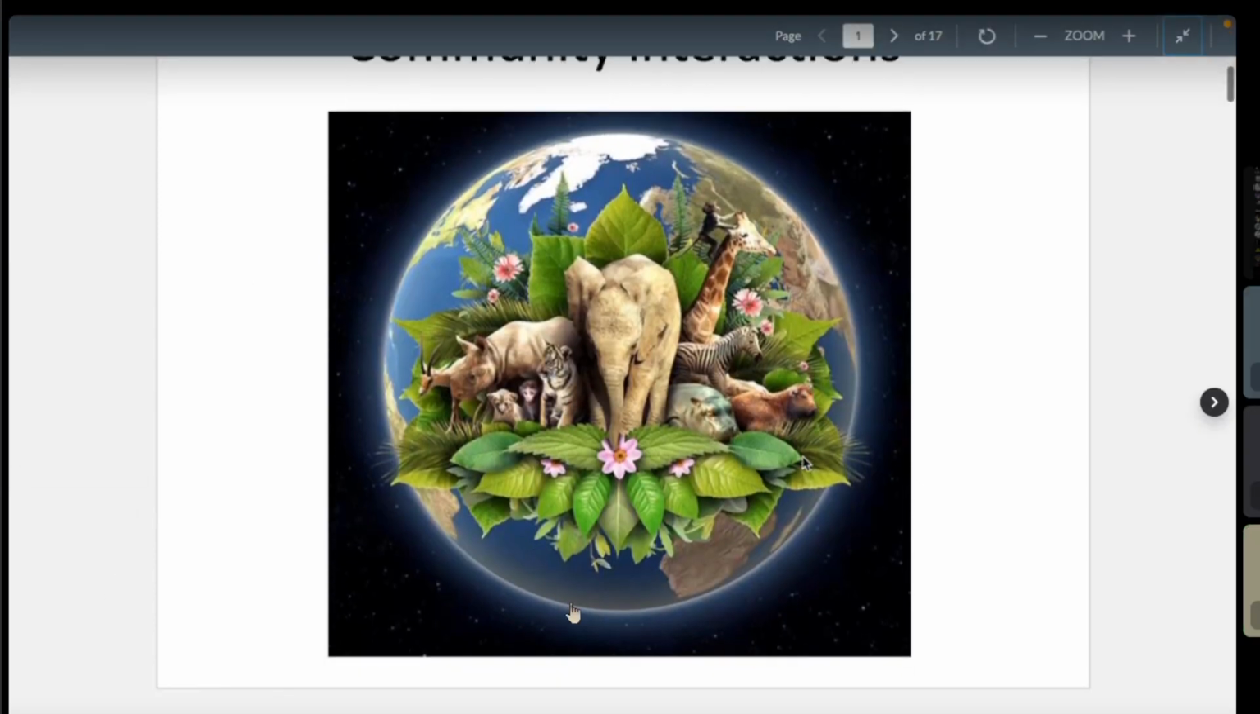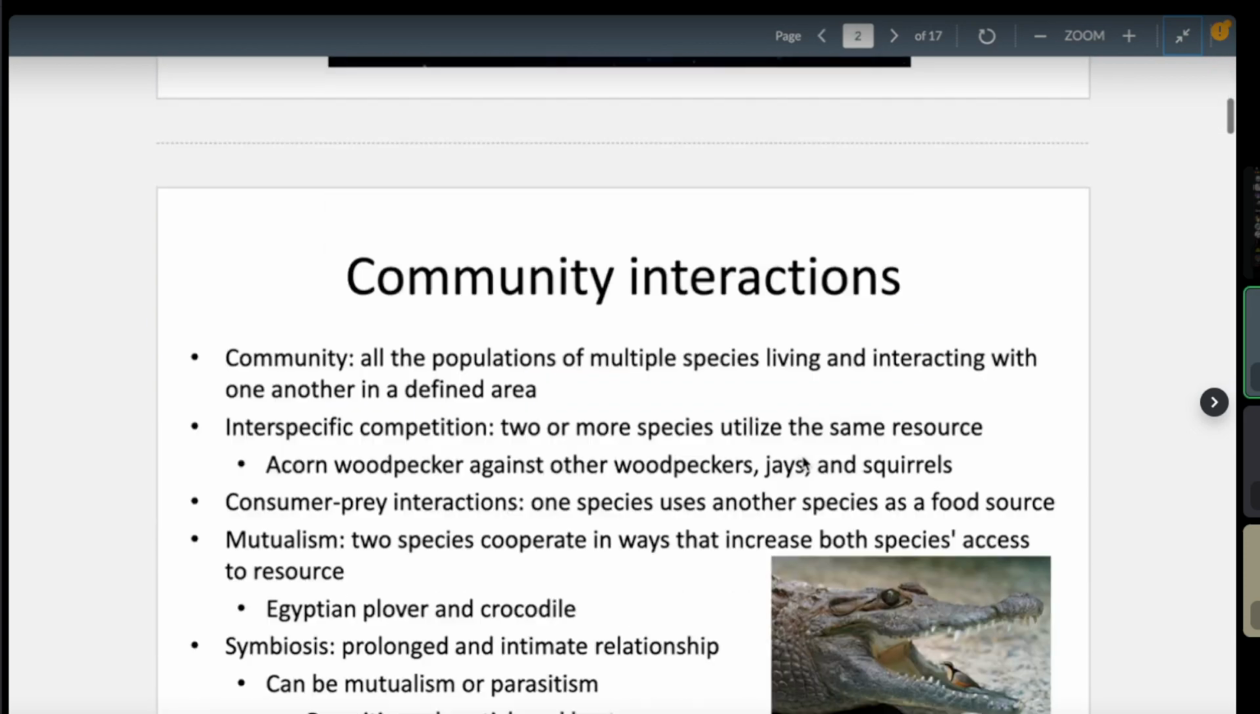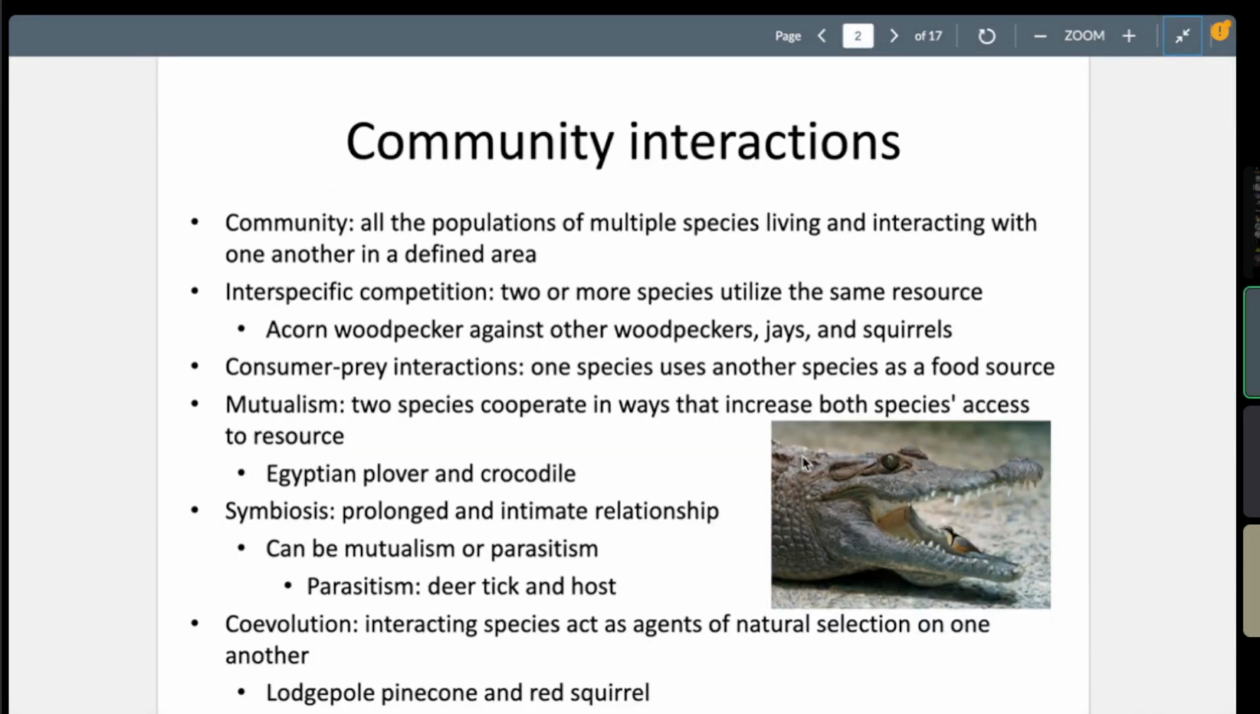Okay. So we have community interactions. What are community interactions? Community defines all the populations of multiple species living and interacting with one another. Interspecific competition is between two or more species that use the same resources. So you have an acorn woodpecker against other woodpeckers, jays, and squirrels, and you can see these in multiple ecosystems and communities where multiple animals fight for food and other resources.